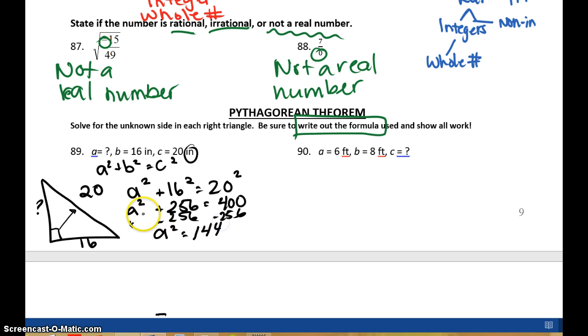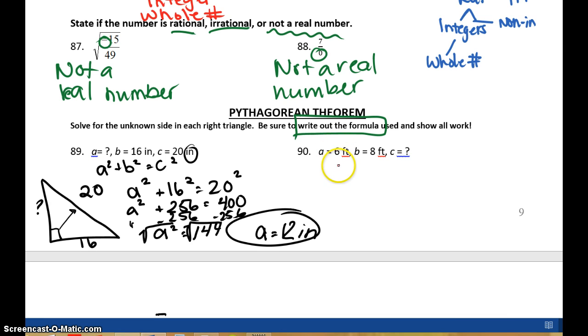But we want to find what a is, not a squared. So we take the square root of both sides. We have a equaling 12. And then we make sure we use our units. So 12 inches. So that's our final answer. Side length A is 12 inches.